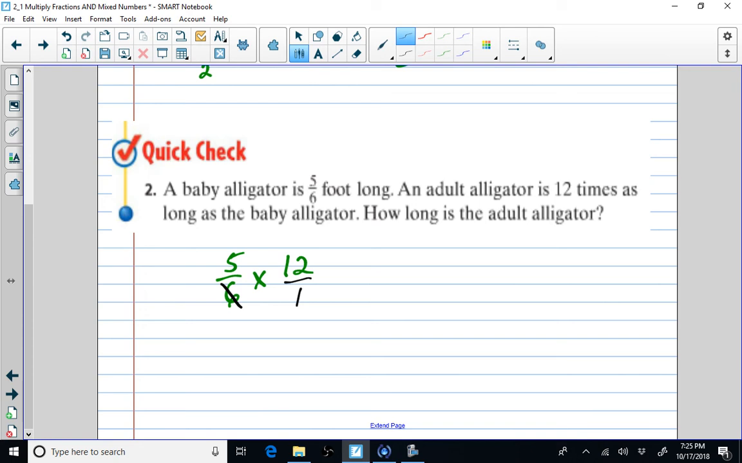I use that common factor to divide out. 6 divided by 6 is 1. 12 divided by 6 is 2. I multiply numerator times numerator. 5 times 2 is 10. Denominator times denominator. 1 times 1 is 1. Right? And I get 10. And that would be feet. Right? We should label our units as well.